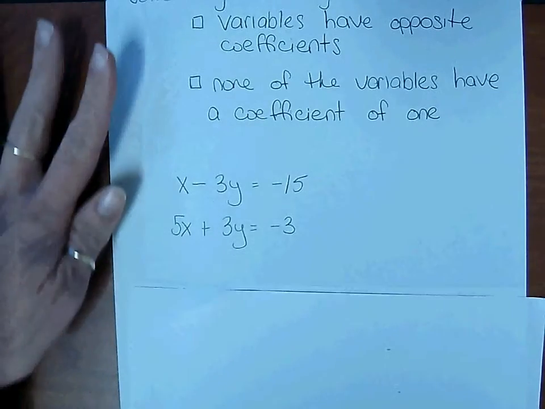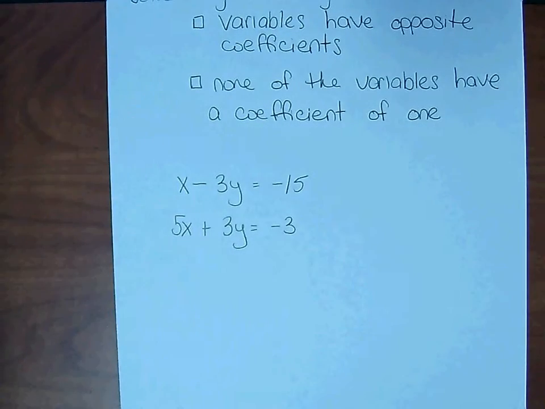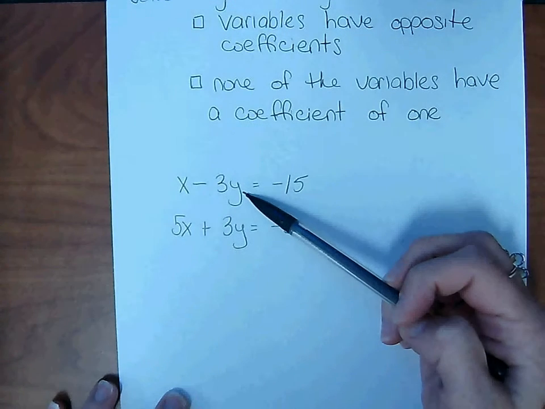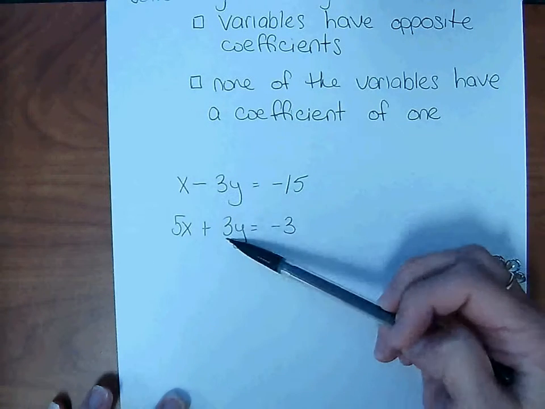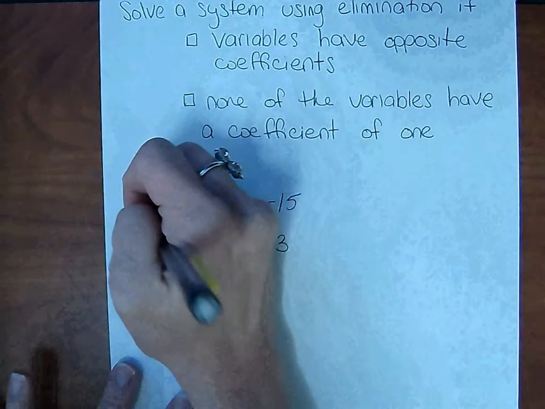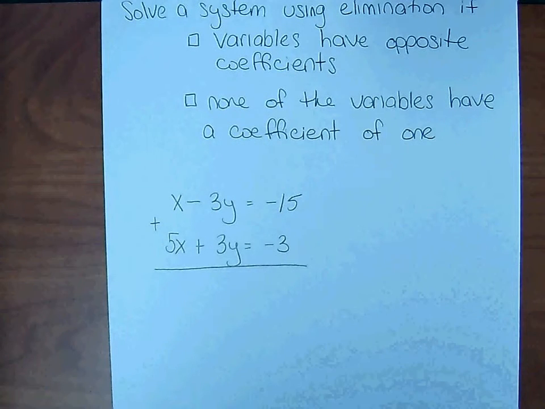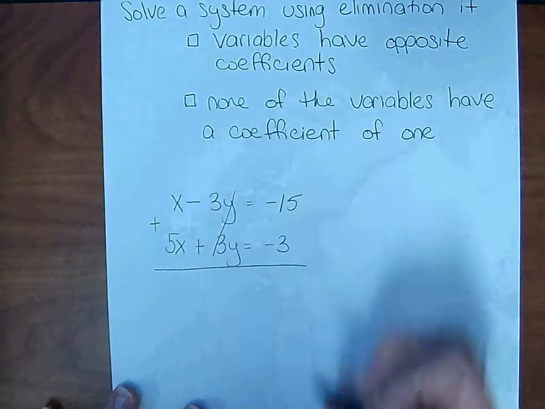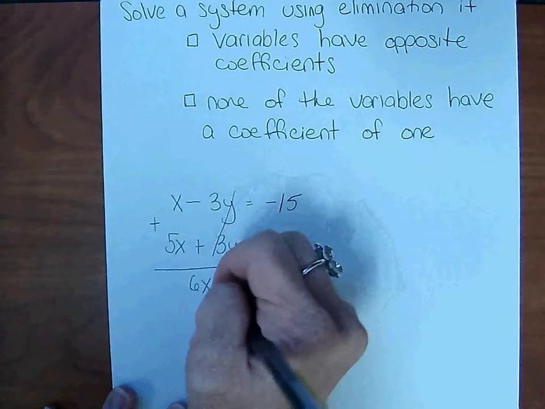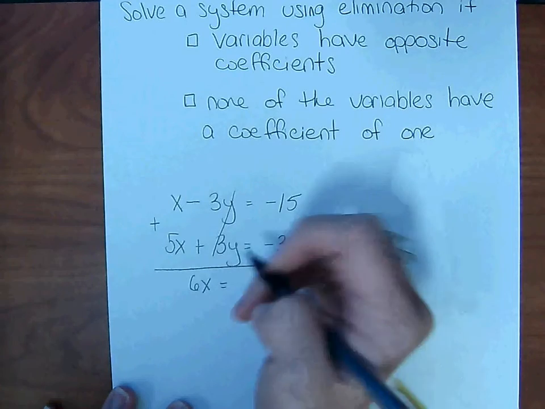So in our first system, we have x minus 3y equals negative 15, and 5x plus 3y equals negative 3. And we notice right away that the y terms have opposite coefficients, a negative 3 and a positive 3. With elimination, what we're doing is eliminating one of those variables. We're going to eliminate it by adding the two equations together. Since the y coefficients are opposite, when we add, they cancel each other out, leaving just the x variables. So x plus 5x is 6x equals negative 15 plus negative 3, which is negative 18.